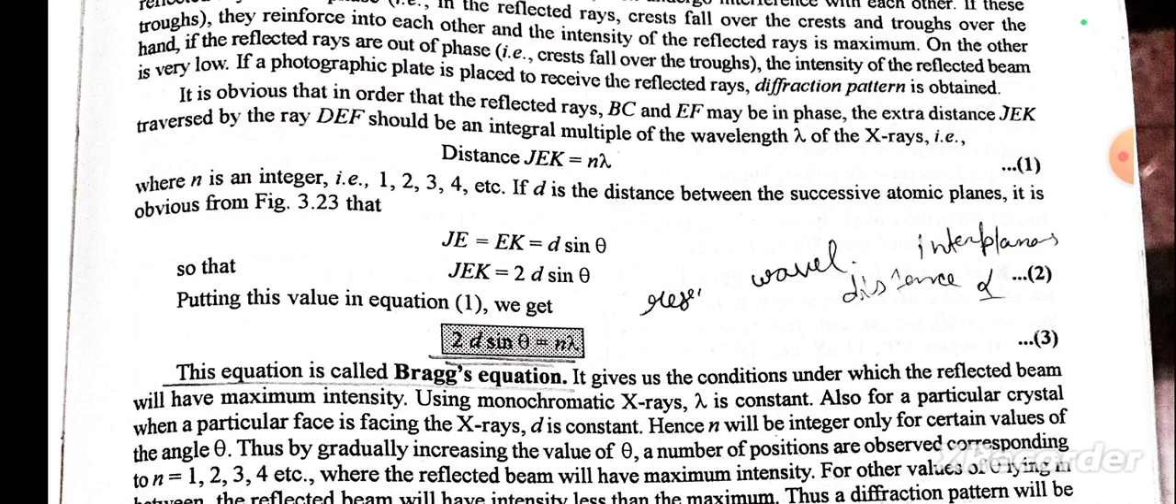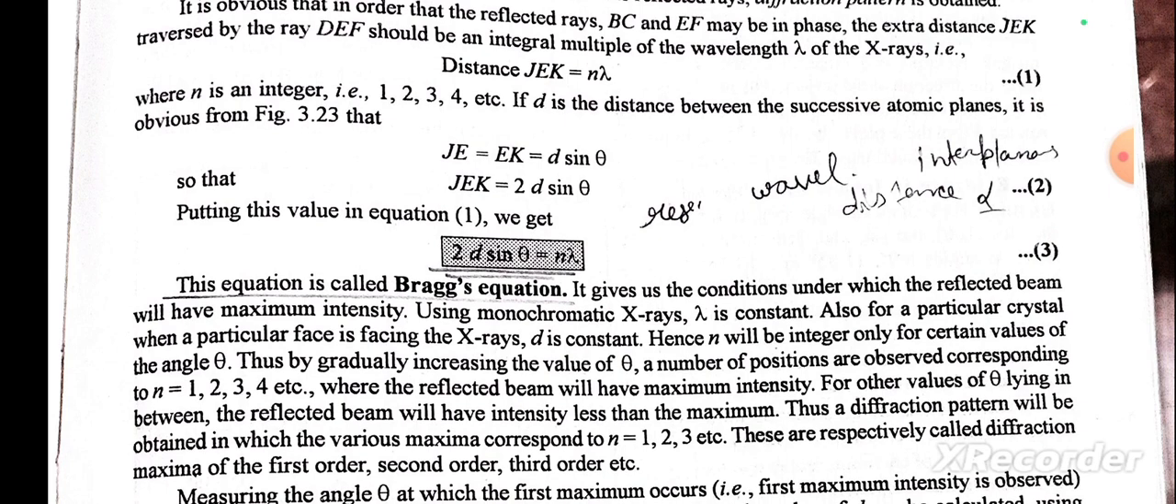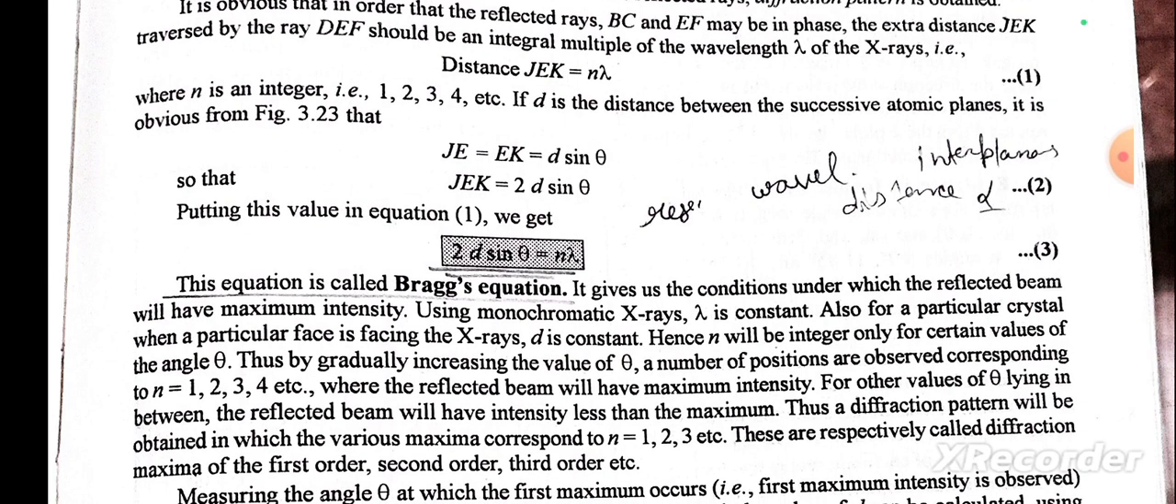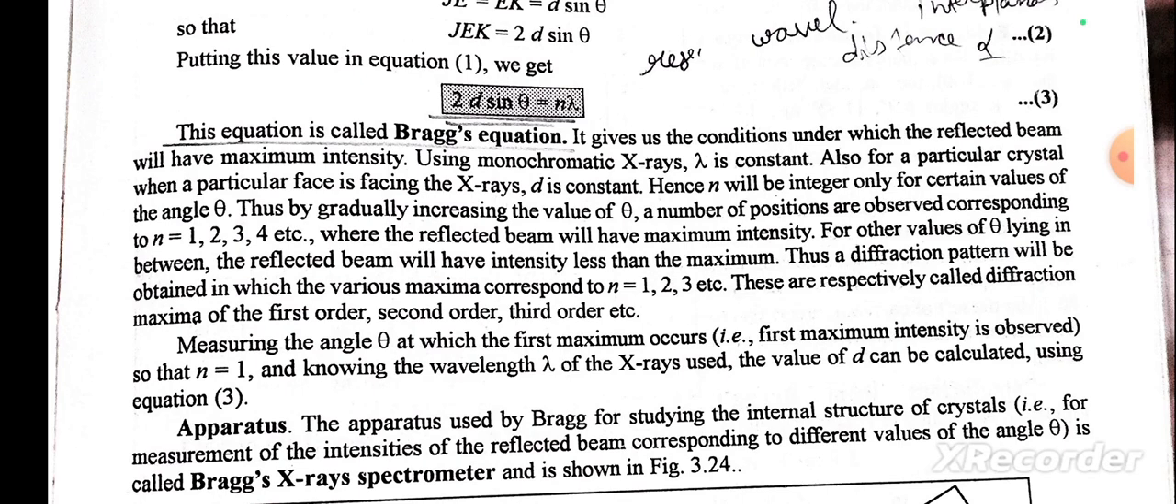If d is the distance between the successive atomic planes, it is observed from figure 3.23 that JE is equal to EK equal to d sine theta. So JEK is equal to 2d sine theta. Putting this in the equation, 2d sine theta is equal to n lambda. This is called the Bragg equation. It gives us the condition under which the reflected ray may have the maximum intensity using monochromatic X-rays.